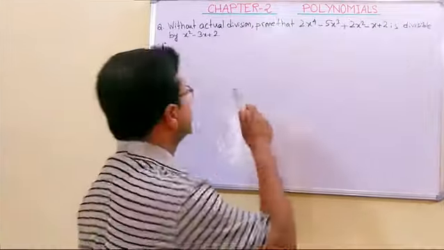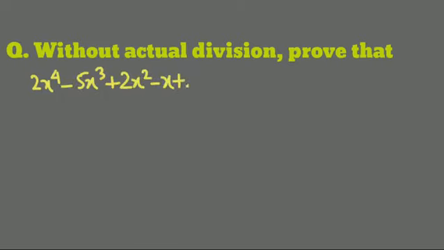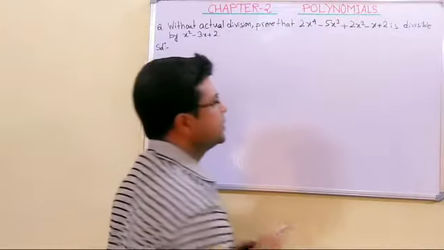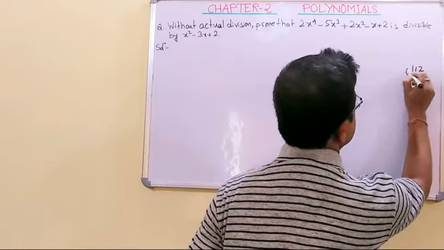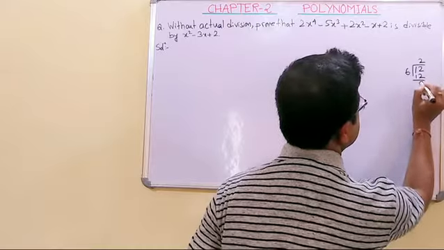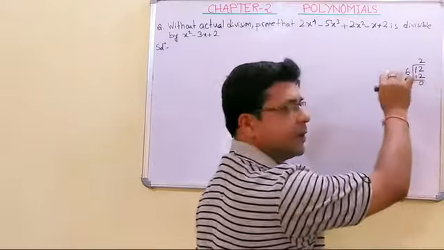And the next question is: without actual division, prove that 2x⁴ − 5x³ + 2x² − x + 2 is divisible by x² − 3x + 2. Alright, now before solving this, let us take the number 12. This is divided by 6. 6 twos are 12. Remainder is 0. We say that 6 is a factor of 12 or 12 is divisible by 6.